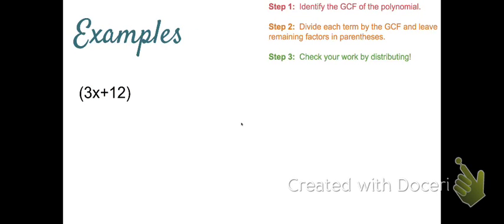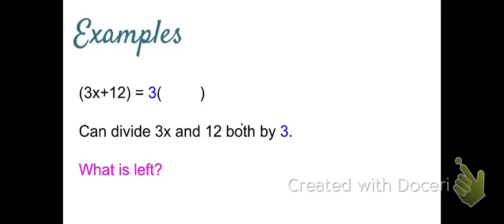So on the state test, you can eliminate choices when they're asking you to factor a polynomial if the choices are not fully factored. So if one of your answers has 3x plus 12, is 3x plus 12 fully factored? No, because I can divide 3x by 3 and I can divide 12 by 3. I can factor out a 3. And when I do, what's left? 3x divided by 3 is x. 12 divided by 3 is 4. So it factors to 3 times x plus 4.